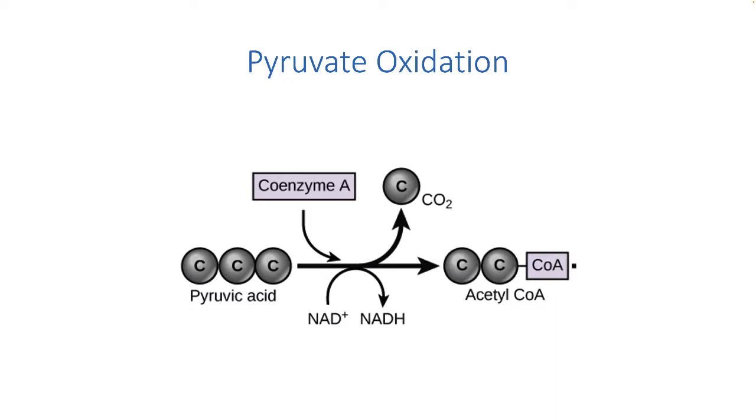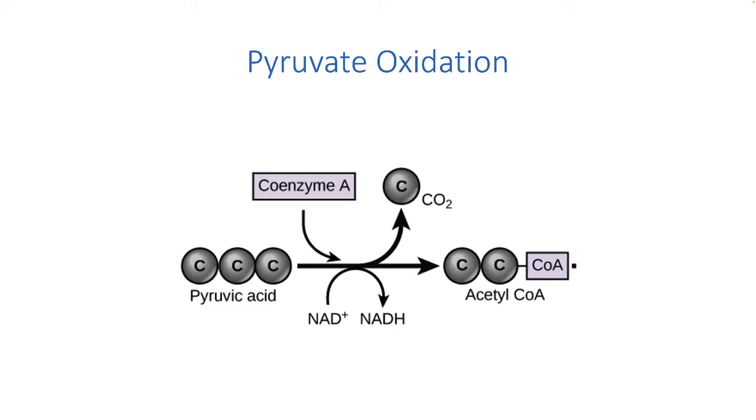In the process of oxidation, each pyruvate, which is a 3-carbon molecule, will be converted into an acetyl group, which has 2 carbon atoms. Okay, so where does the additional carbon go? It is bound to 2 oxygen atoms and released as a molecule of carbon dioxide.